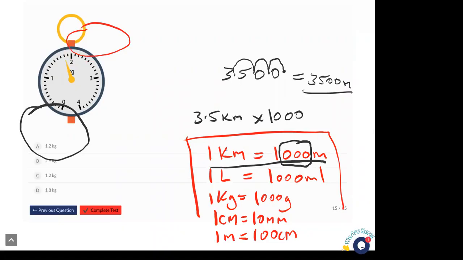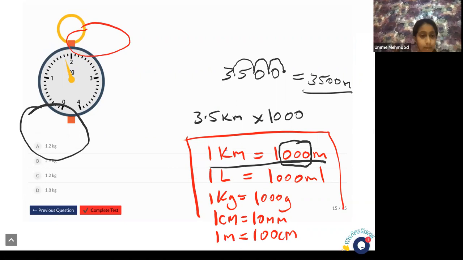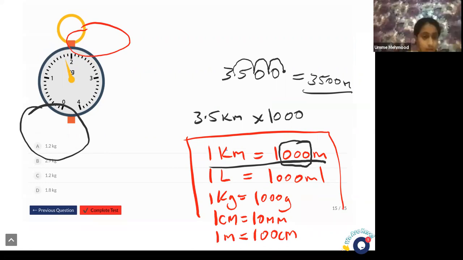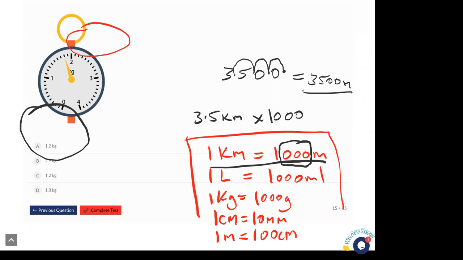Lovely, well done. And just do the last one as well, please. Thank you. 1.8 kilograms, which is D. Yeah, so just less than 2, more than 1.5, so 1.8 kilograms.